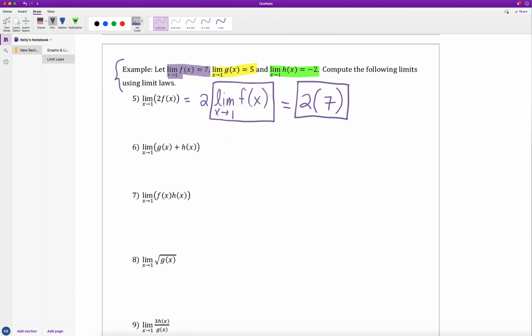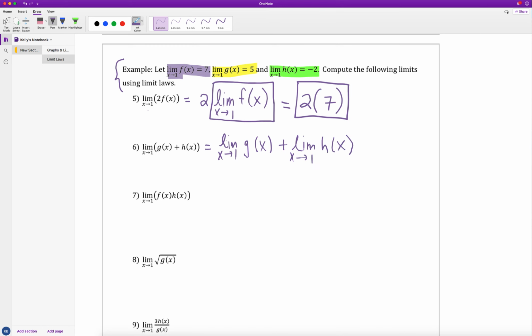All right, let's check example 6. Example 6 says the limit as x approaches 1 of g of x plus h of x. So I have a sum law here since I'm adding g and h together. I'm going to break this apart as the limit as x approaches 1 of g of x plus the limit as x approaches 1 of h of x, since I can do that using the sum law.